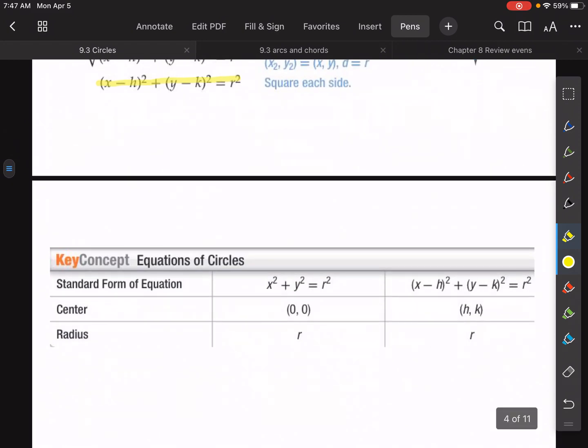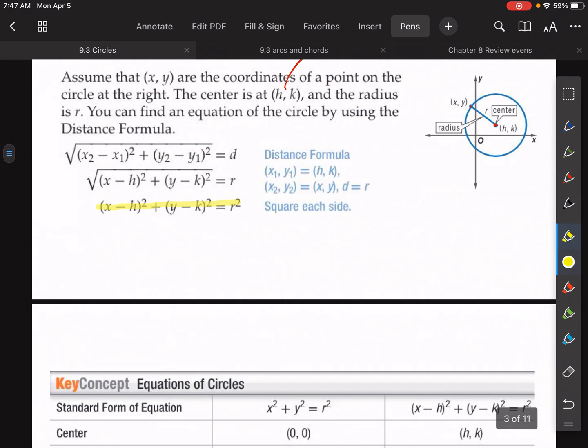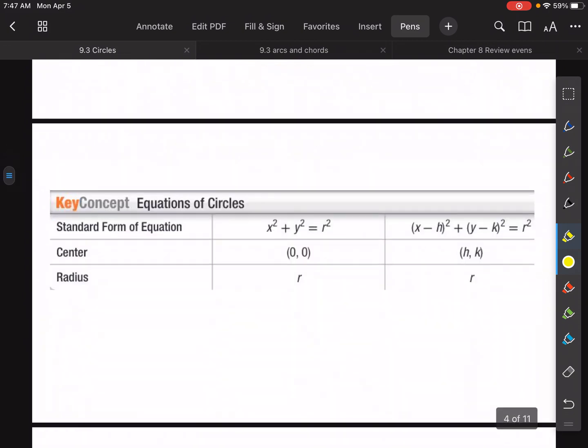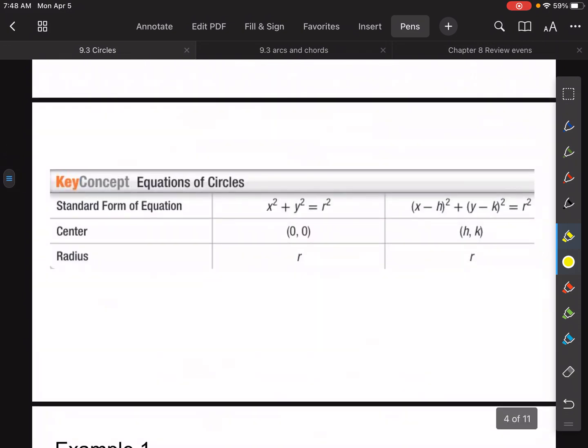So let's go ahead and, this is an equation for a circle that does need to be memorized. Definitely spend some time with it, but it's pretty straightforward. Know that h is always dealing with an x value and k is always dealing with a y value. So the standard form of the equation, if we don't move anything from center, we would have x squared plus y squared is equal to r squared.